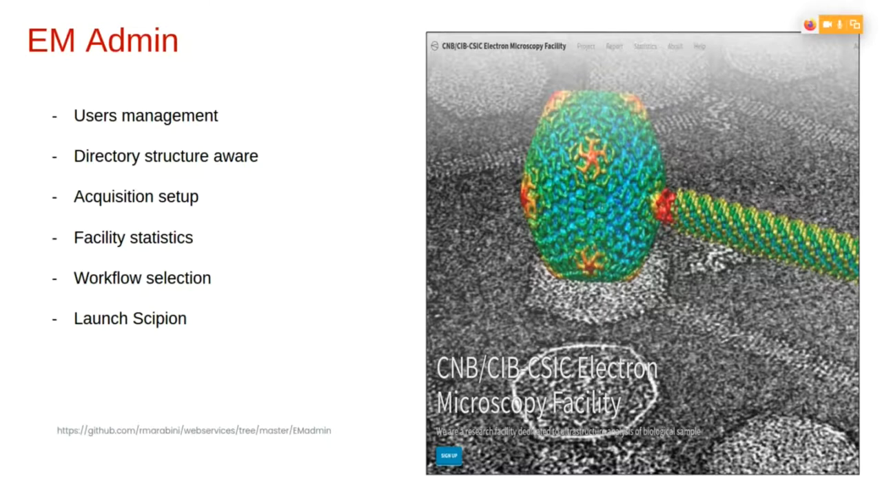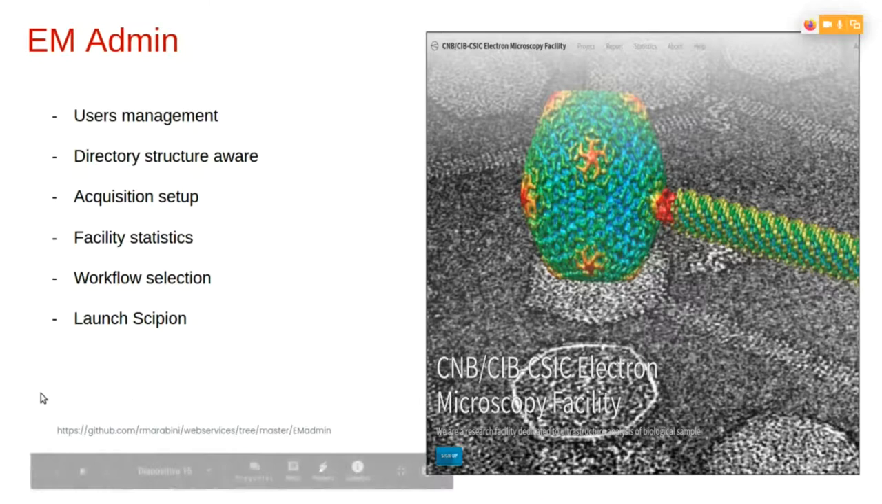And in addition, EMAdmin is providing a workflow list in order to give the user that list to select. So at the end, the user can select among a list of workflows. And also we can incorporate into the workflow the package or the method that the user prefers or needs. Also, EMAdmin is automatically launching Scipion. You can see the code here in this GitHub repository.